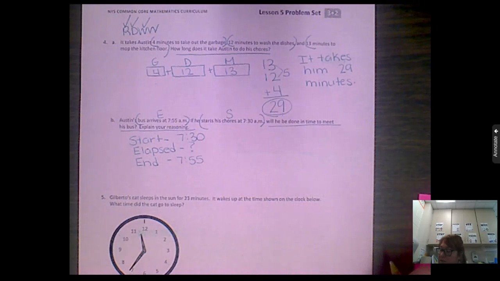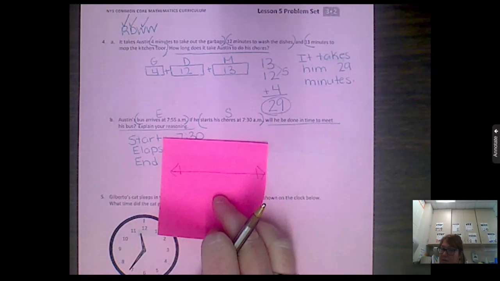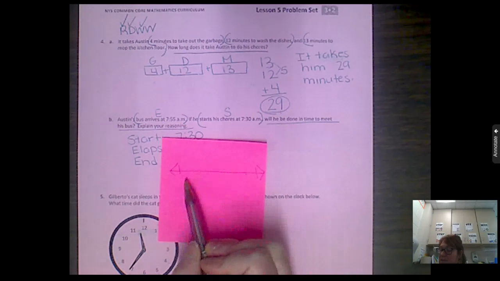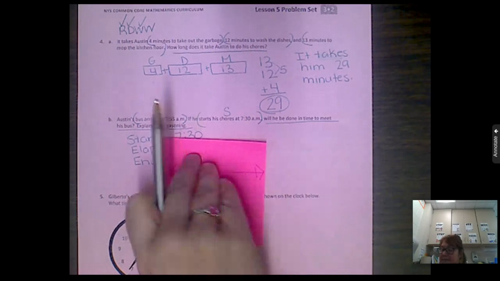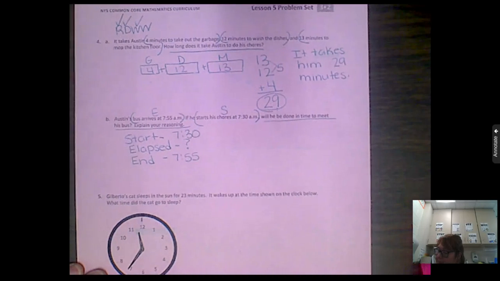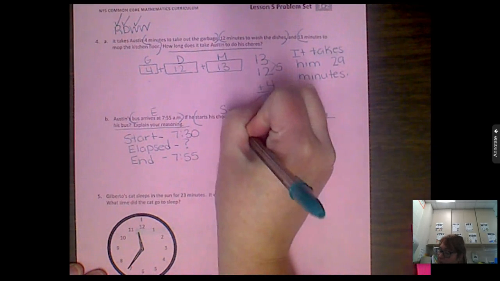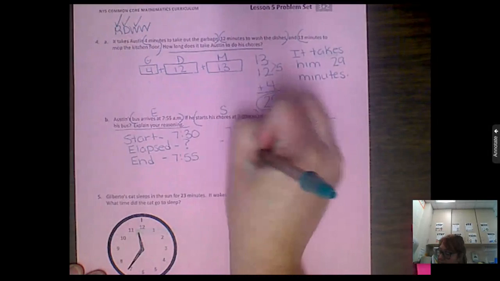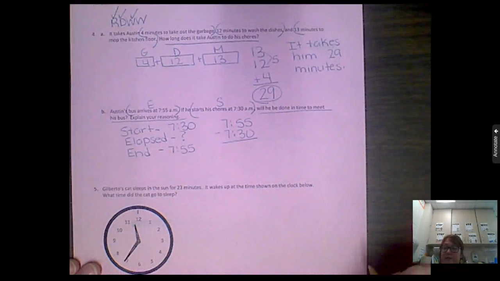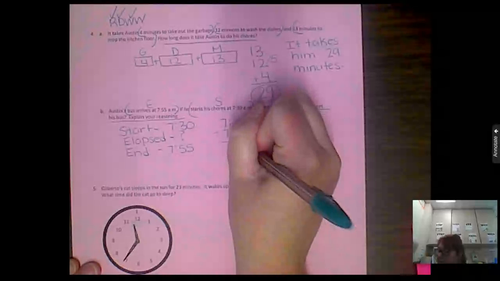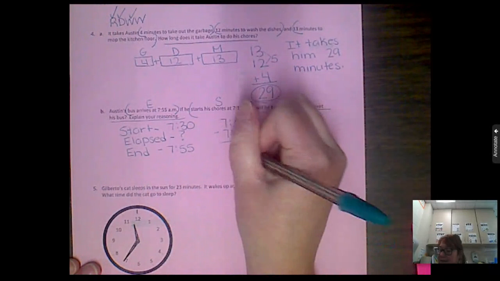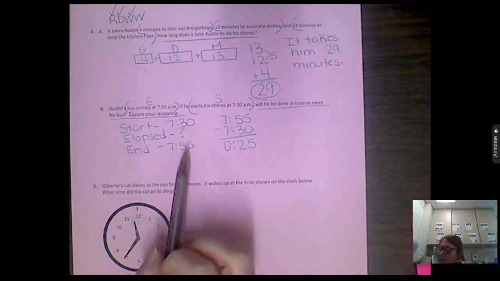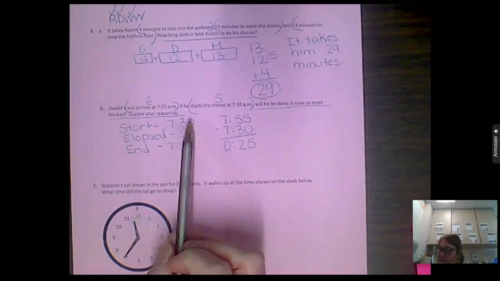So what do I do? I know the start, I know the end, and I'm trying to find that middle time. So what do I do with those two numbers to find that middle time? I'm going to subtract, right, to find out how much time passed. So we're going to put the ending time on top, which is 7:55 minus 7:30. And then I subtract. 5 minus 0 is 5. 5 minus 3 is 2. And 7 minus 7 is 0. And I can put that colon in there. So 25.